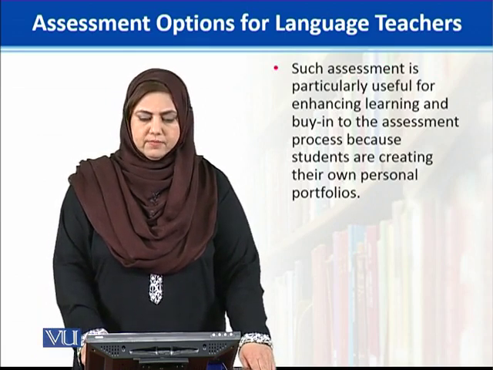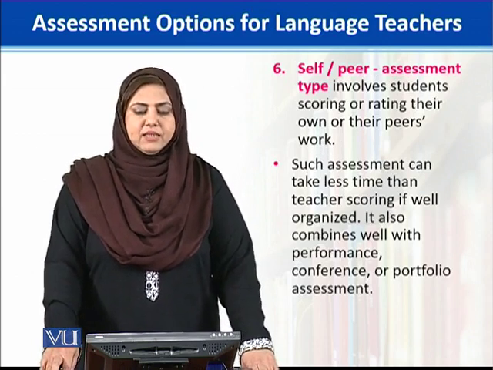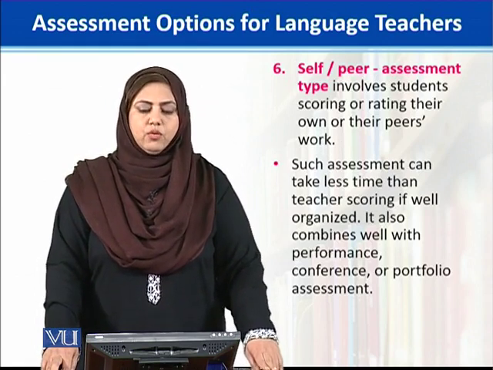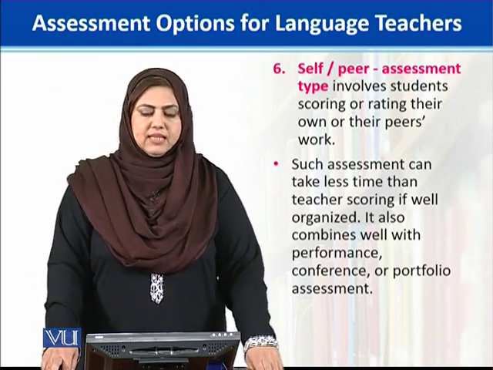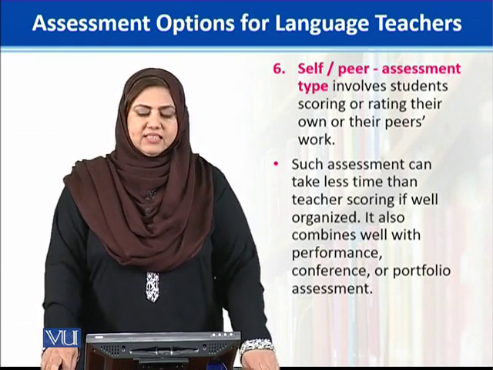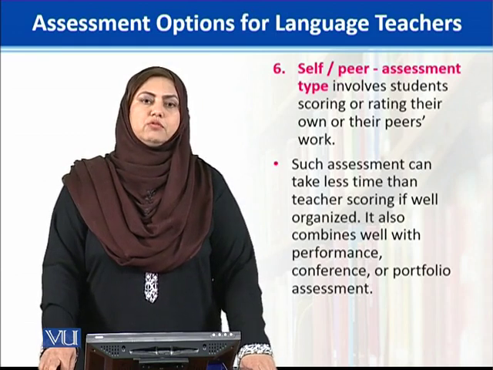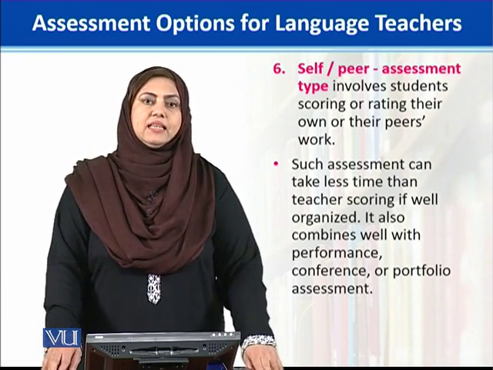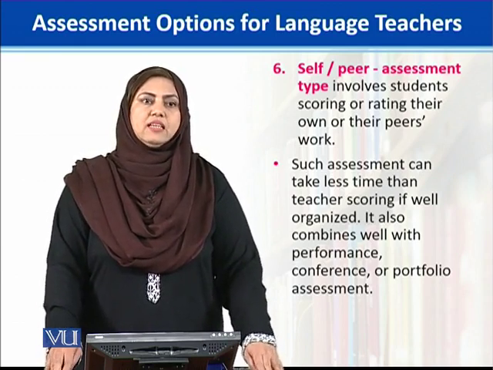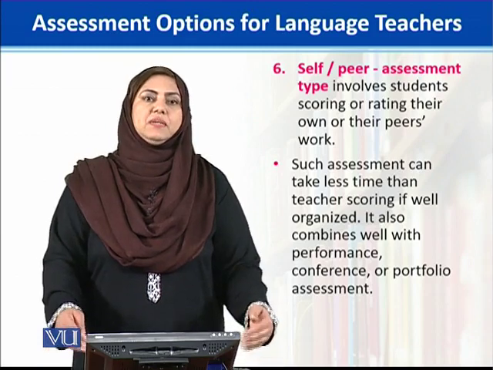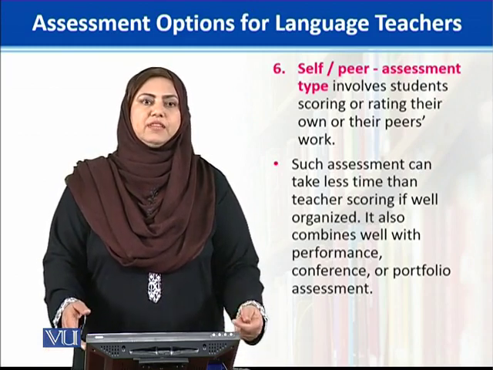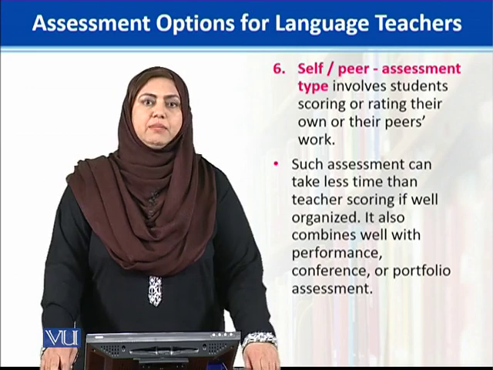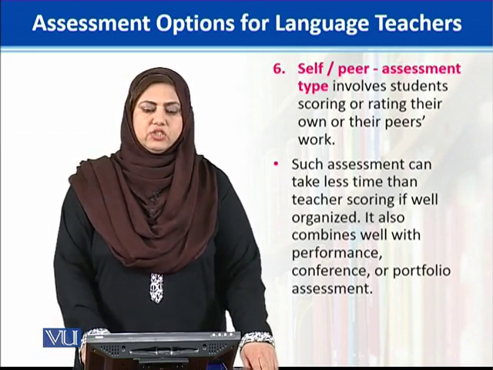There is another type of assessment, self-assessment or peer assessment, which involves students scoring or rating their own work or the work of their peers. Such assessment can take less time than the teacher scoring it. So, if it is a class of 50 students and the teacher has to score every student's work, of course, it would take more time. But there and then in the classroom, by asking the students to exchange, for example, with the peer sitting on their right side, the work that they have done, and to make them check the work of their peers, this would, of course, save a lot of time, effort, and energy on the part of the teacher.